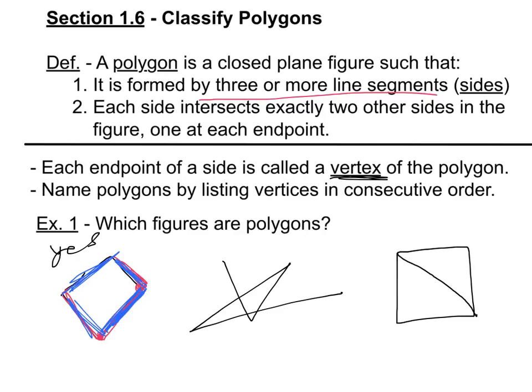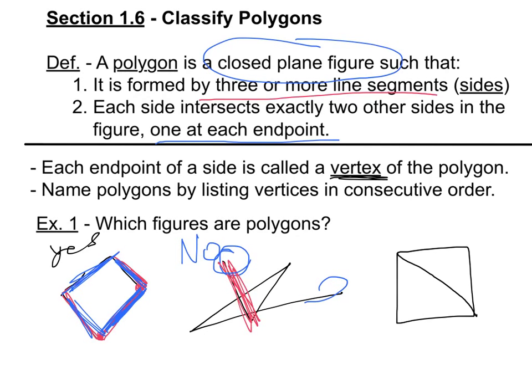For the next one, we want to determine if it's a closed plane figure that fits the definition, and it does not fit this part of being a closed plane figure. So this is not a polygon because it doesn't enclose a specific region. Because these endpoints here are left open, it's not closed, right? And secondly, these sides don't intersect the other sides at each endpoint. If I were to call this a side here, well, at this endpoint, it doesn't intersect anything. So that violates the definition in two places. One, it's not closed. Two, it doesn't intersect the sides at the endpoints.